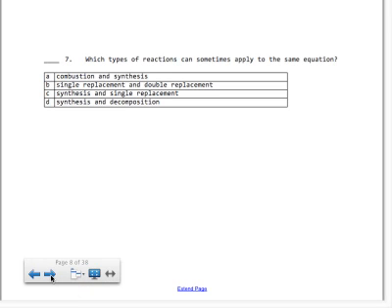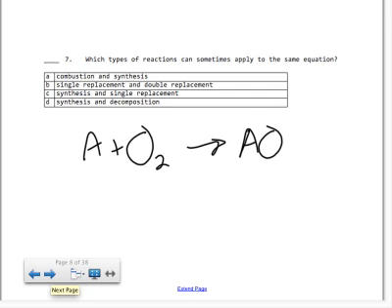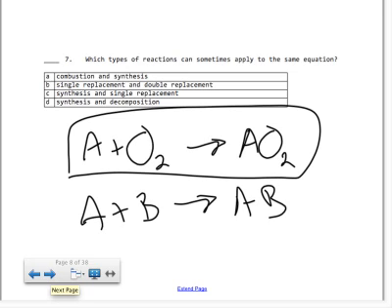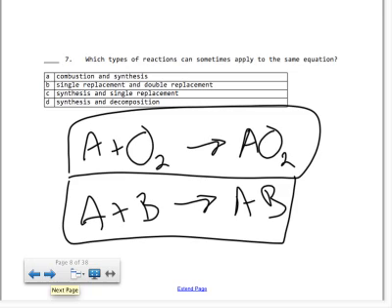Which types of reactions can sometimes apply to the same question? Combustion and synthesis. Well, combustion in one form looks like A plus O2 produces AO, or AO2 if you want to balance it that way. Synthesis looks like A plus B produces AB. So sometimes the formula for a synthesis reaction and a combustion reaction can look the same.